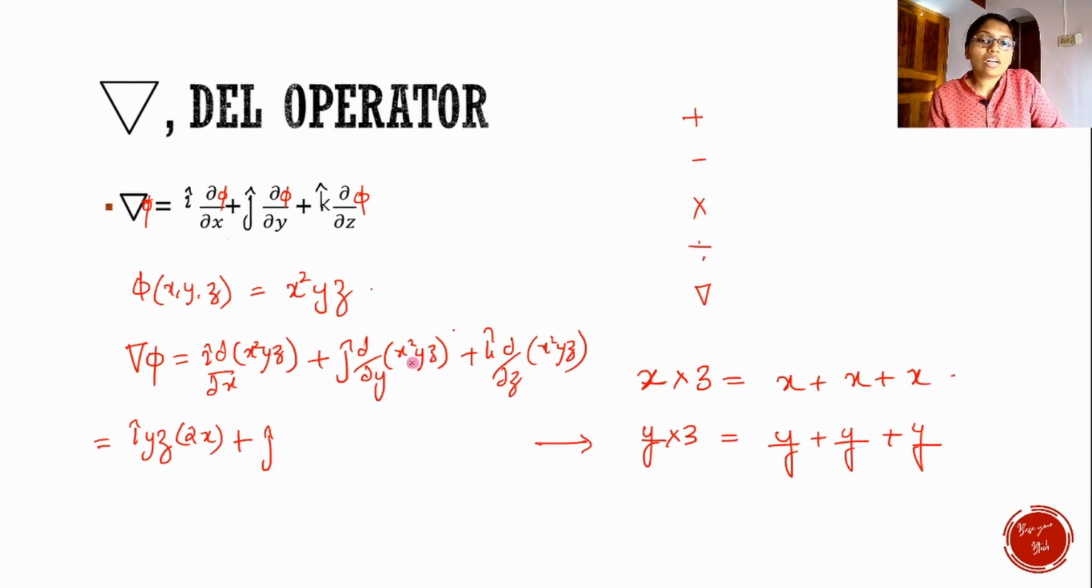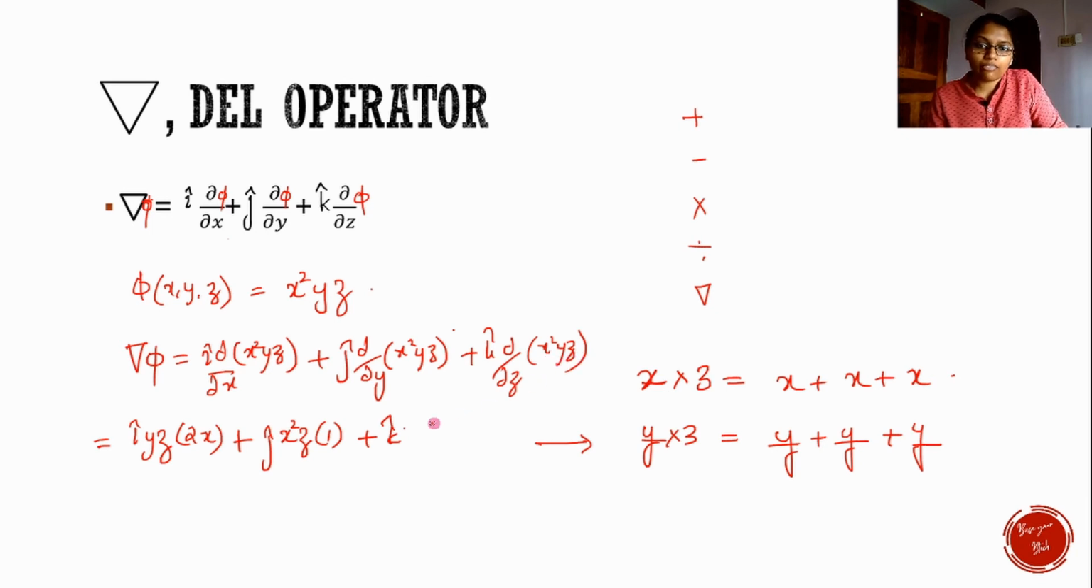Now, what are the variables other than y here? x and z, isn't it? So, x and z are mere constants that can be taken outside, x square z. Now, dou by dou y of y is simply 1. Lastly, k cap into dou by dou z of x square yz, isn't it?